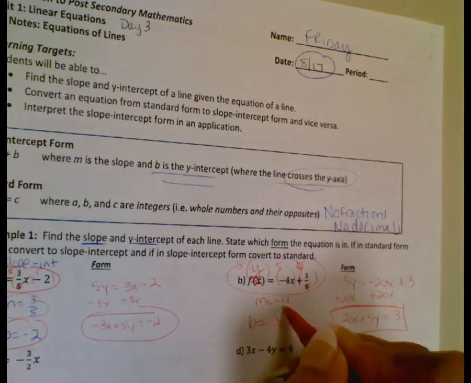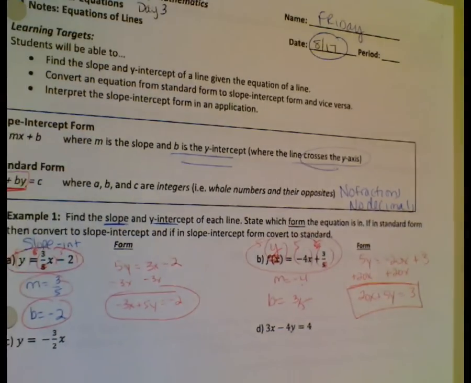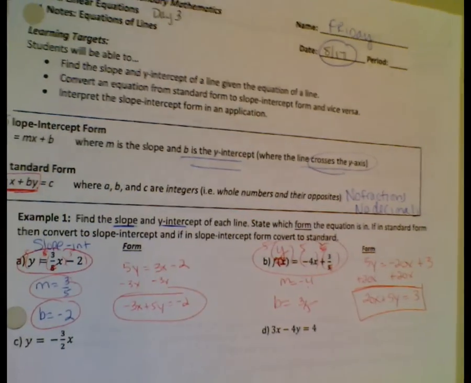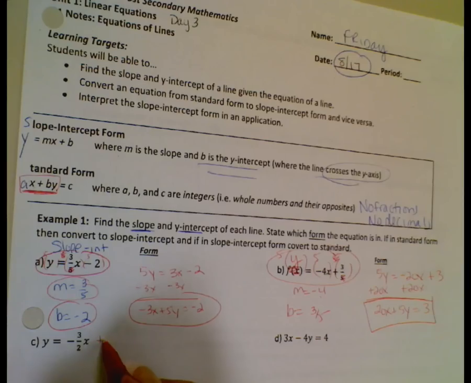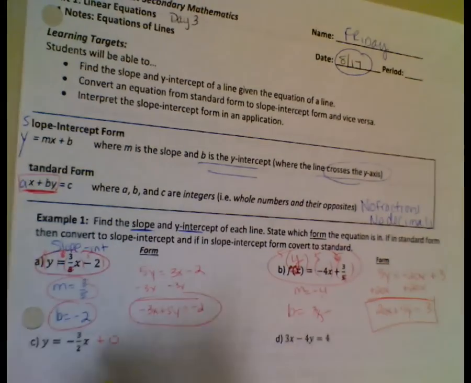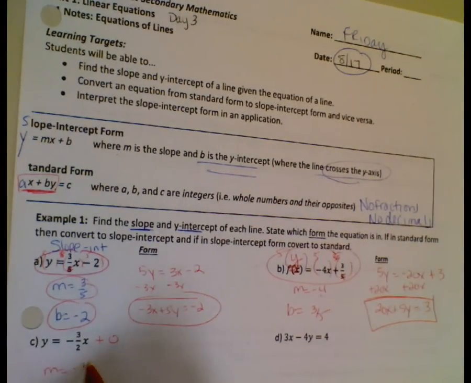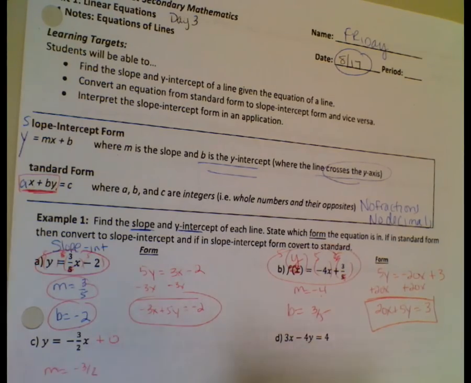In slope-intercept form, you can tell me the slope and the y-intercept. C is in slope-intercept form. The y-intercept is actually 0. So the slope is negative 3/2, and the y-intercept is 0.